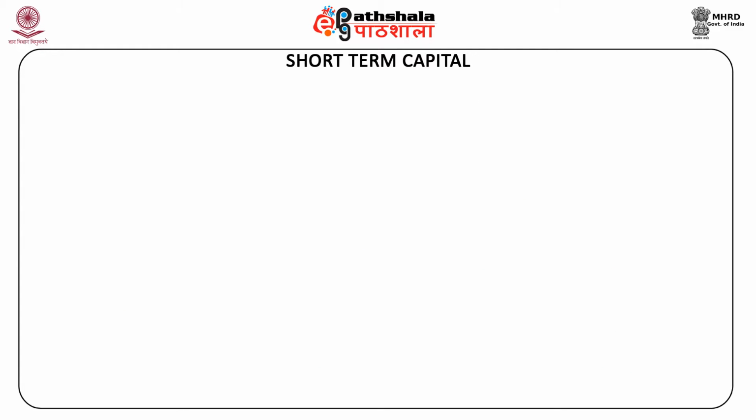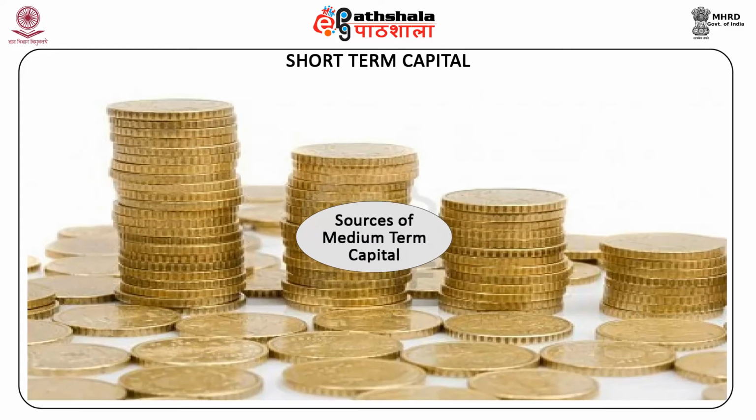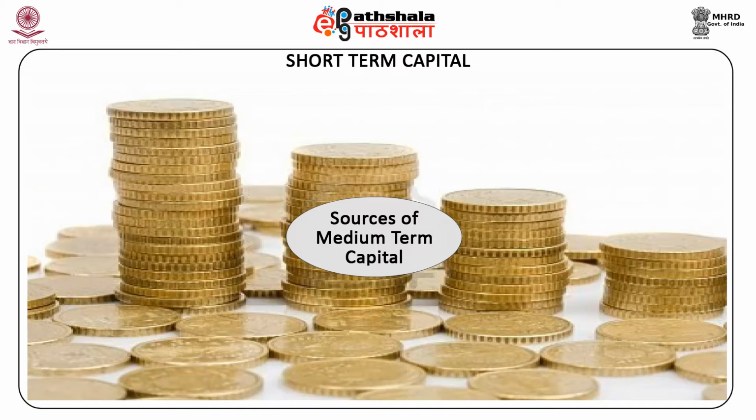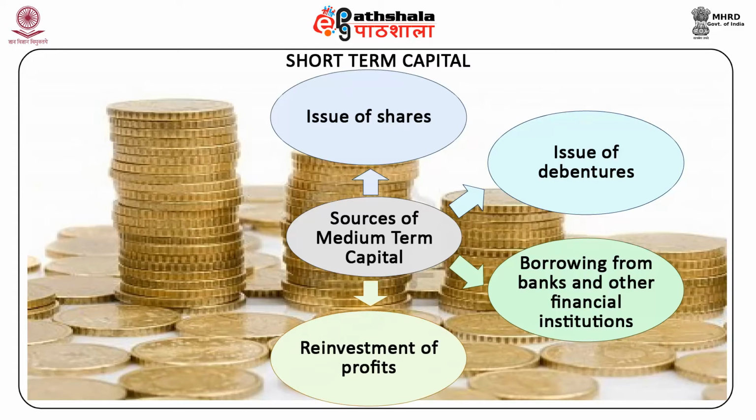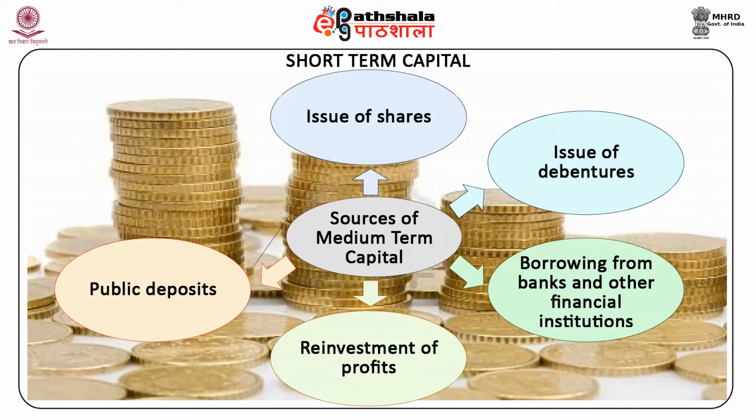Third is medium-term capital. Medium-term capital includes funds required for a period of 3 to 5 years. It involves financing some of the activities like renovation of buildings, modernization of machinery, heavy expenditure on advertising, etc. The important sources of medium-term finance are: first, issue of shares; second, issue of debentures; third, borrowing from banks and other financial institutions; fourth, reinvestment of profits; fifth, public deposits; and sixth, lease financing.